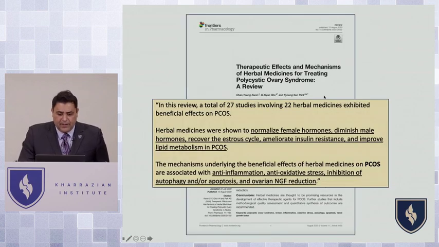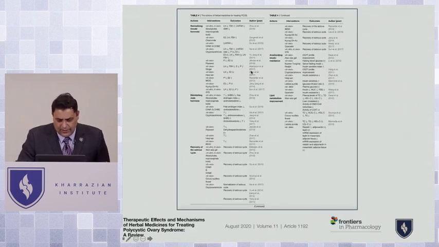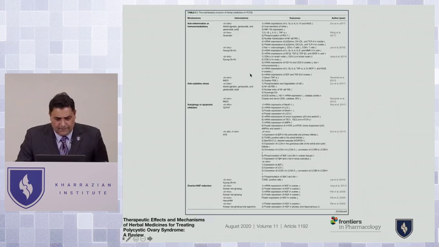Now, this study looked at the therapeutic effects of herbal medicines for treating PCOS. They looked at a total of 27 studies, 20 different herbal medicines that helped support PCOS. And they found that herbal medicines were able to normalize female hormones, diminish male hormones, recover estrous cycles, ameliorate insulin resistance, improve lipid metabolism, all the things you really want. And there's a list of them all here in this paper that you have in your notes.